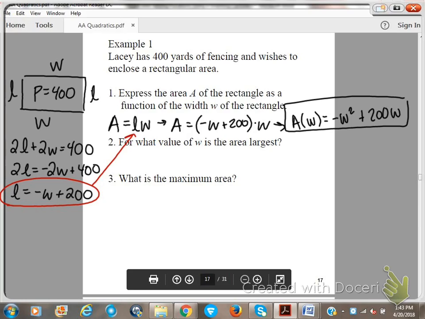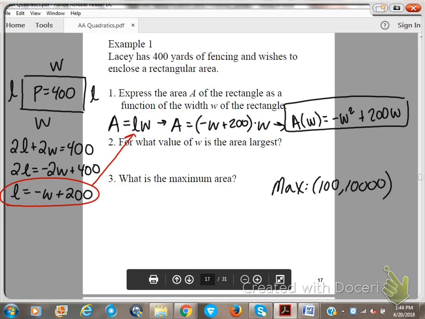Cody. What did you get for your max, your ordered pair? Okay. I got 100, 10,000. Why is it so big? What's in the negative? Did you find it? There. All right.